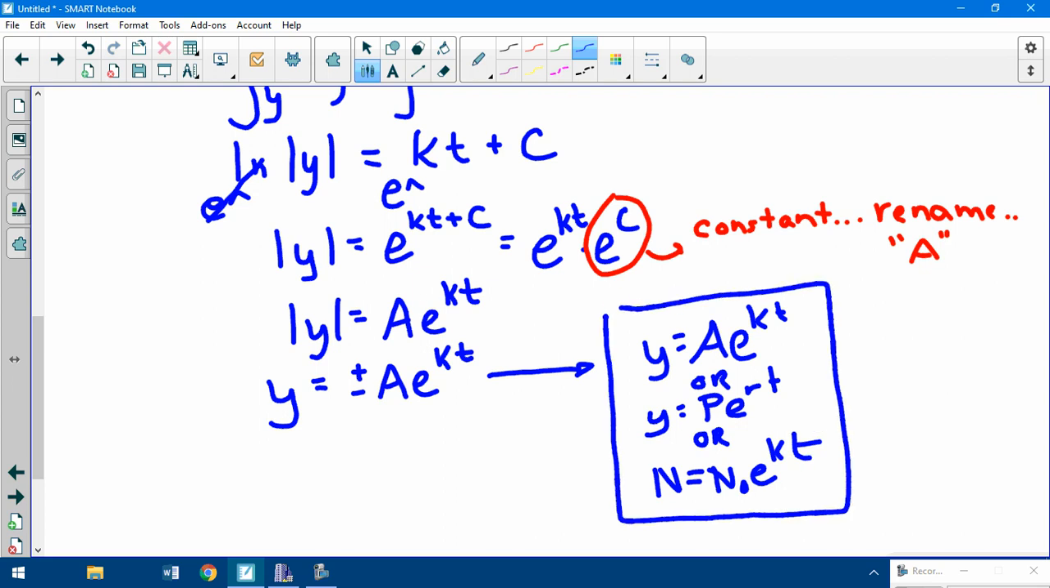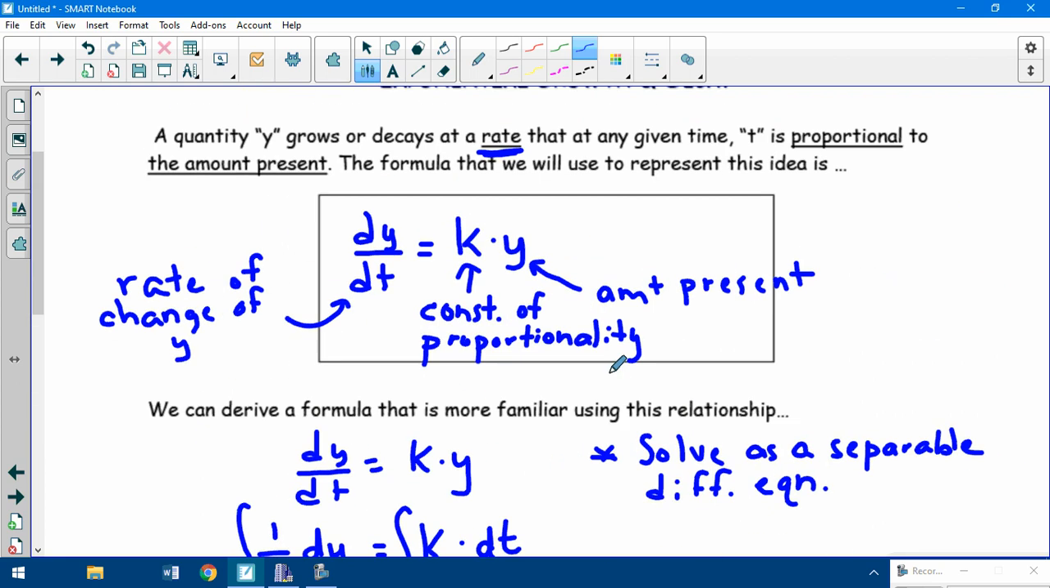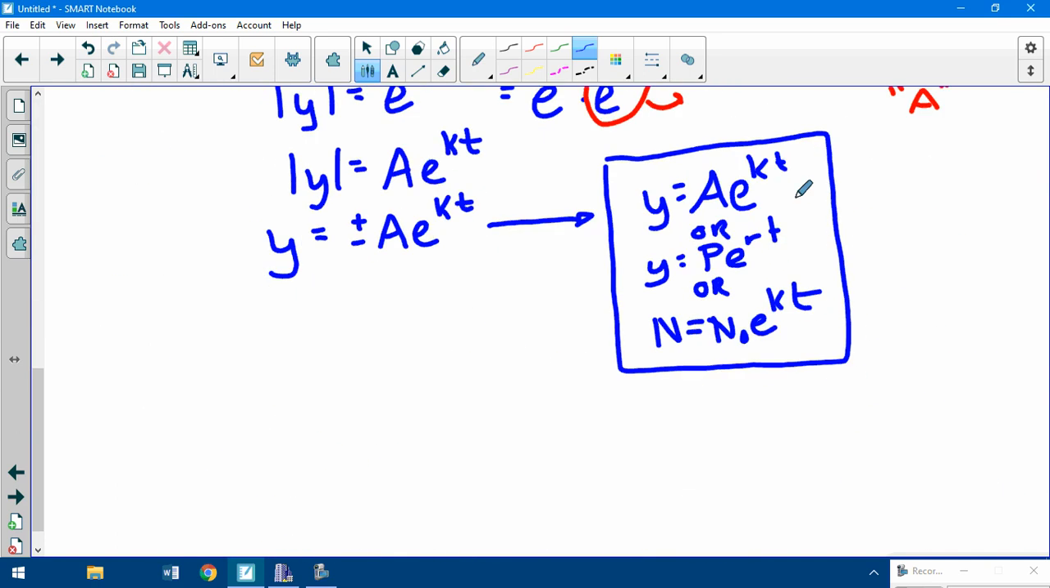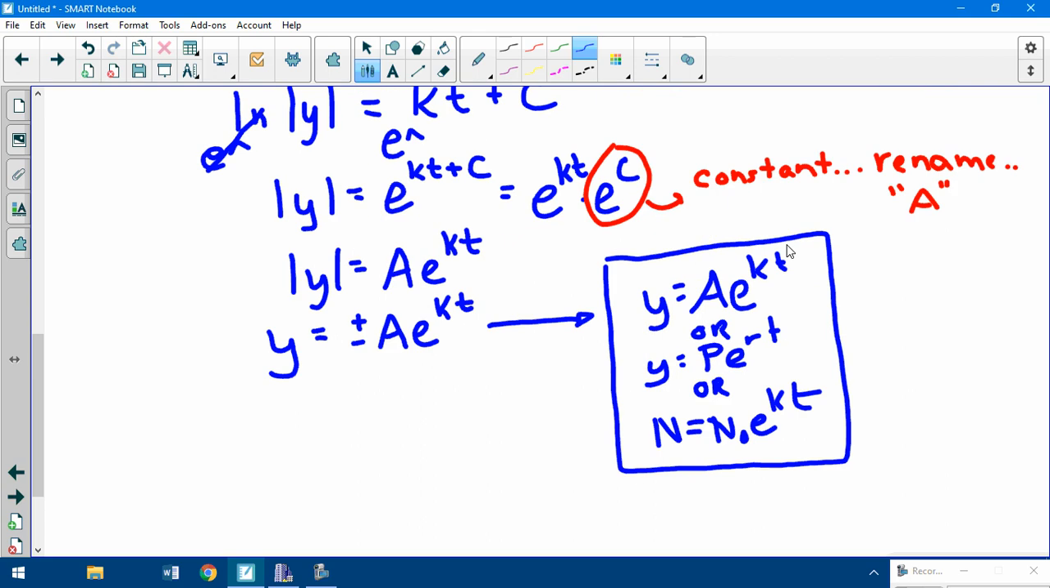But since we just derived that, the big idea is going to be that when you see those words, a quantity y grows or decays at a rate that at any given time t is proportional to the amount present. Rate proportional to the amount present is the key there. It just means to use PERT, right? Easy peasy. Okay, let's do a couple examples.